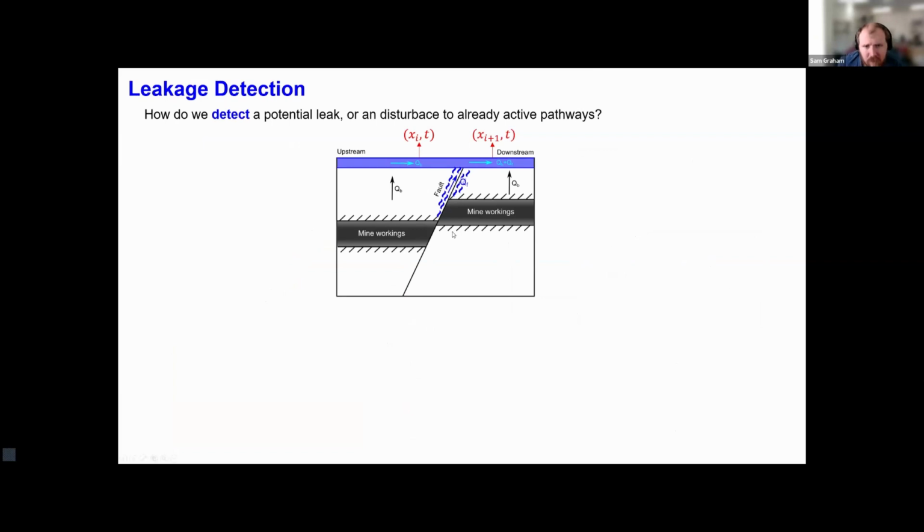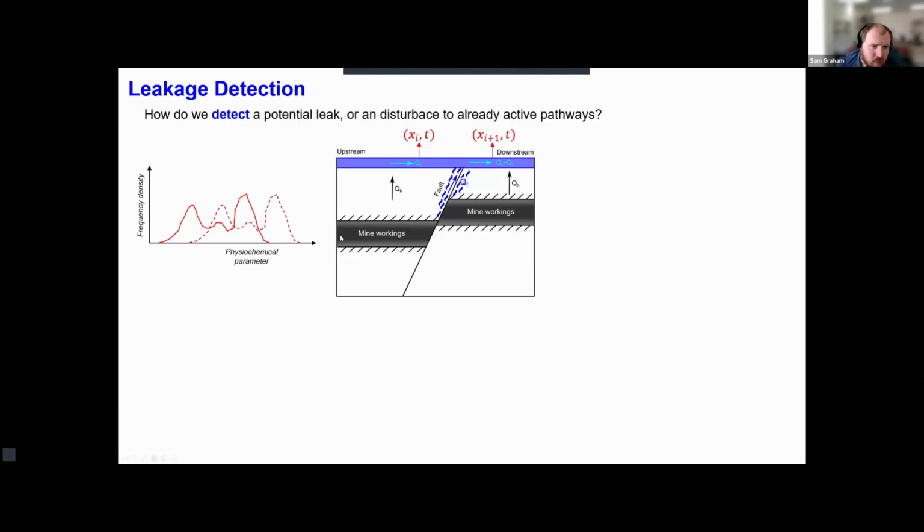Say we've got a fault, which we'll see in a second, that cuts the river, and then you've got some water leaking from the mine workings up that fault into the river. Downstream of that point, the flow is basically the flow from the river plus the flow up the fault. And what we can do is measure the physiochemistry at that point. And then obviously if there was a leakage, it would move that distribution of physiochemical properties by some amount.